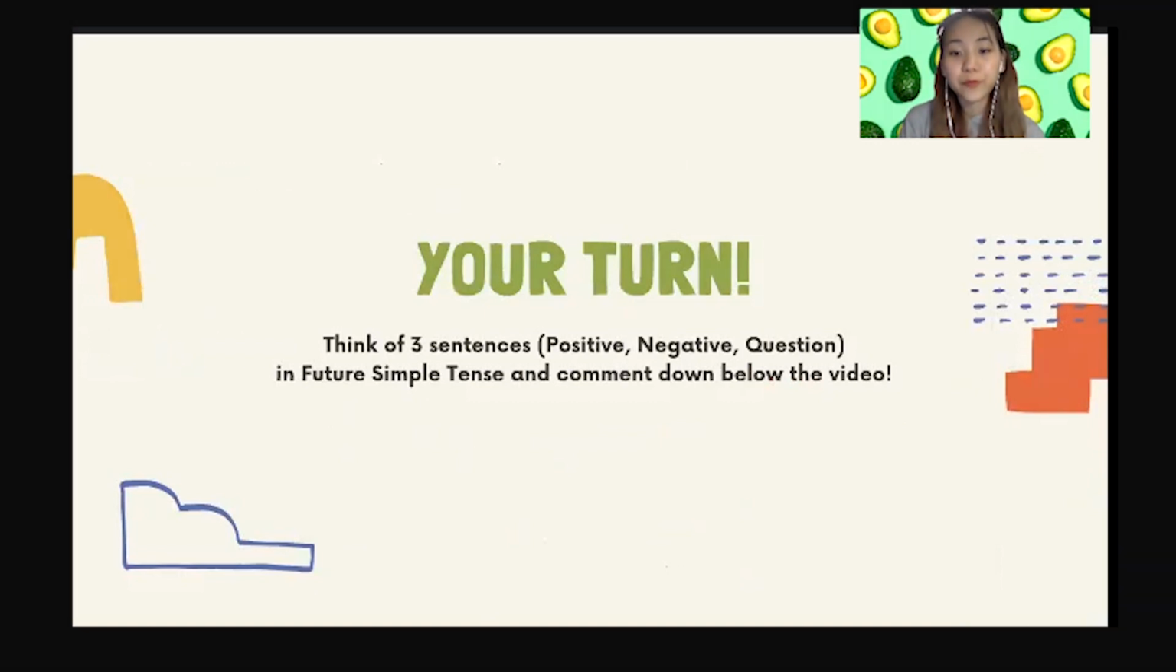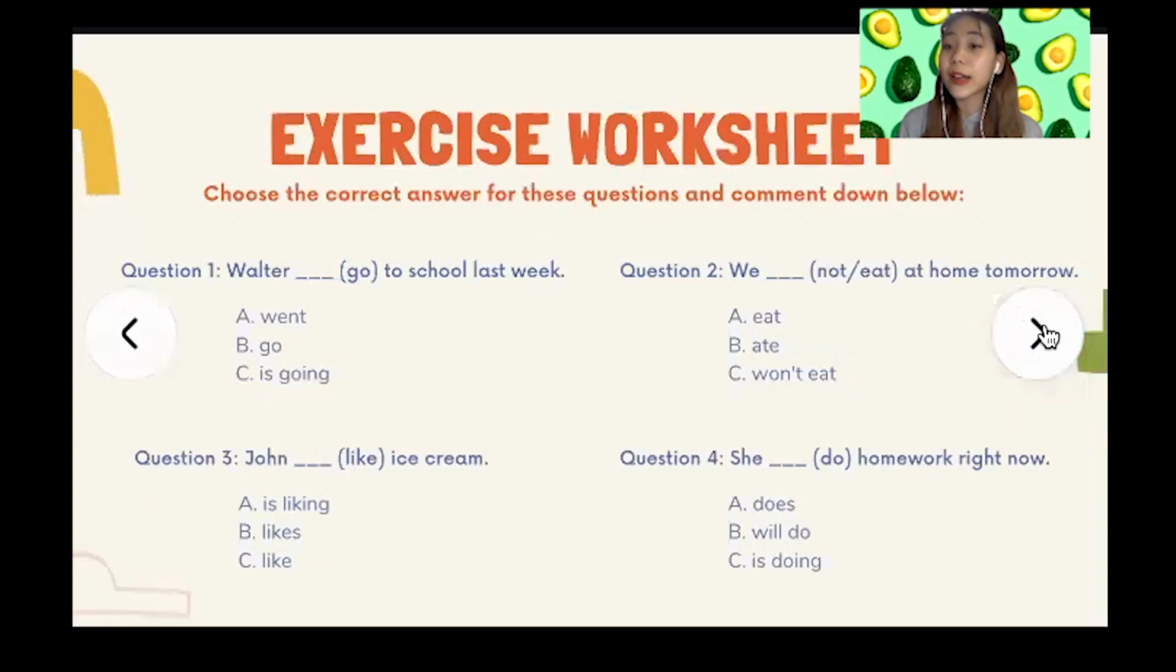We have almost come to an end with this lesson. So here are the 4 practice questions for you to answer. Comment down below what you think the correct answers are.